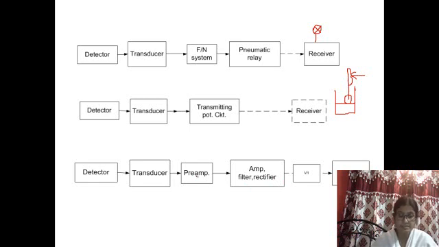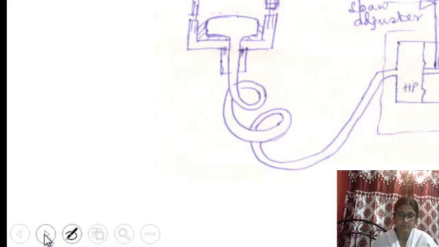Pre-amplifier also, since this is an instrumentation amplifier, is used to minimize the noise due to its differential input. As you all know, an instrumentation amplifier has a differential input in order to reduce the noise effect. So this is the basic block diagram of an electronic type transmitter.